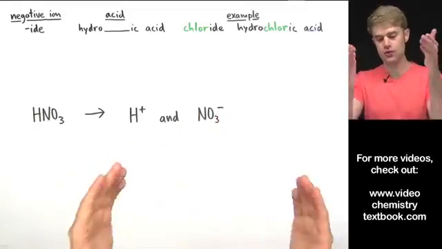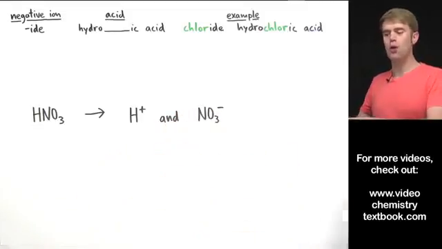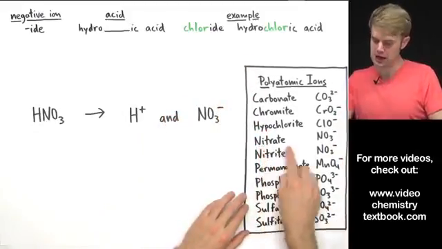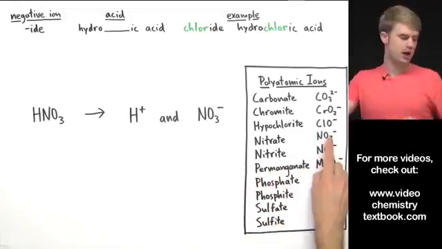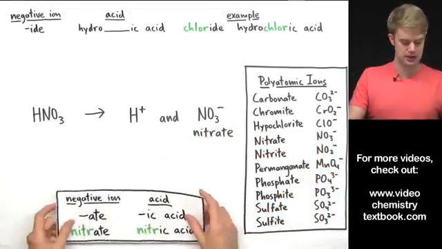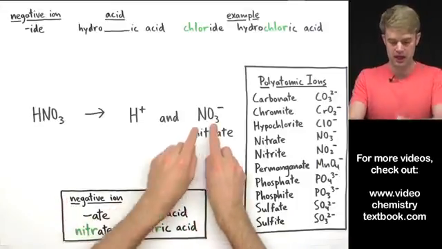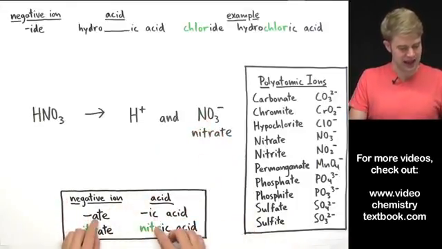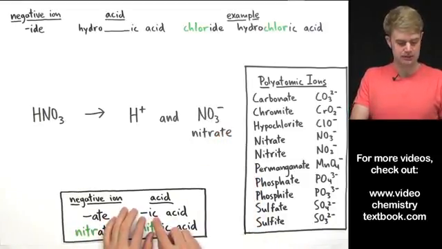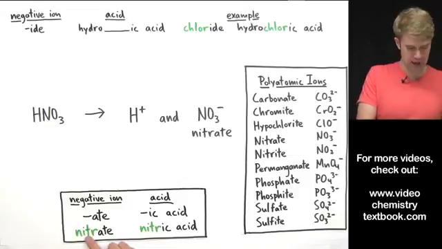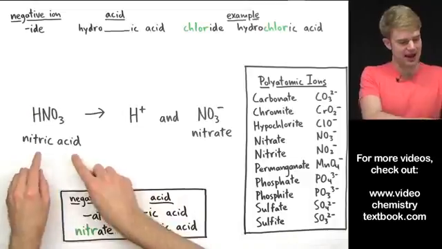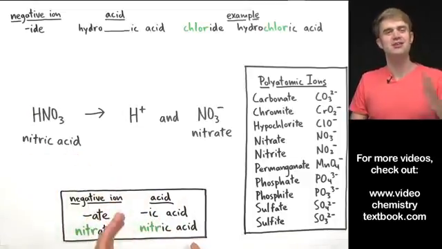Now, this NO3 is the negative ion that we're working with, so what's its name? It's a polyatomic ion, so I'm going to look at my list of polyatomic ions. This polyatomic ion is called nitrate. So that means that I'm going to be using this rule for naming the acid. If the negative ion ends in ATE, we take off the ATE and we add an IC. So I'm going to go from nitrate here to nitric acid. Ate to ic.